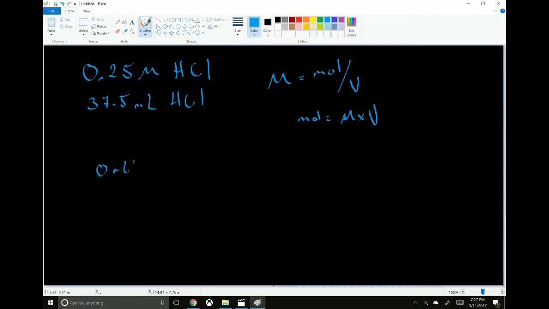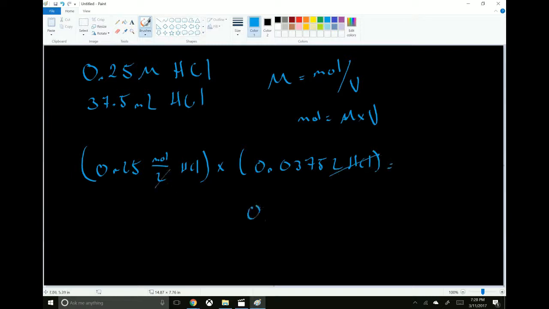So 0.25 moles per liter of HCl times 0.0375 liters of HCl. Liters cancels, and we have 0.0094 moles of HCl. So these problems are fairly simple, fairly straightforward.